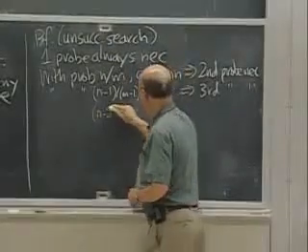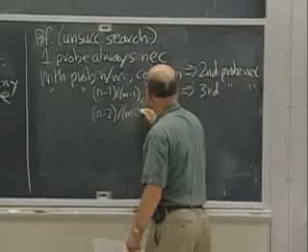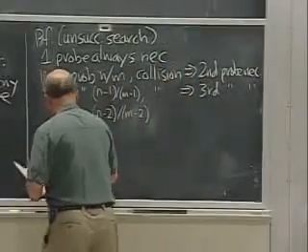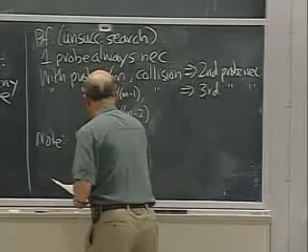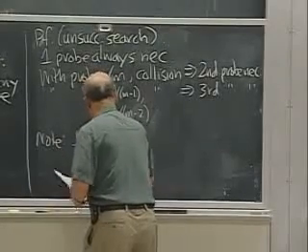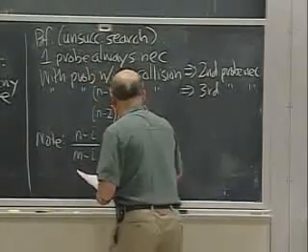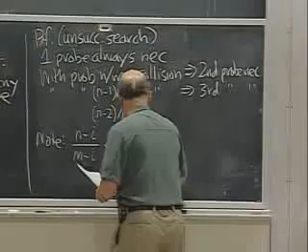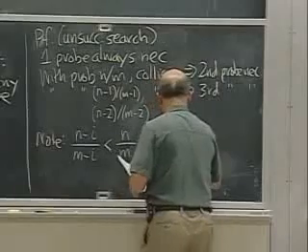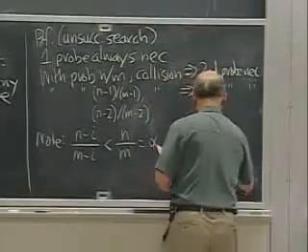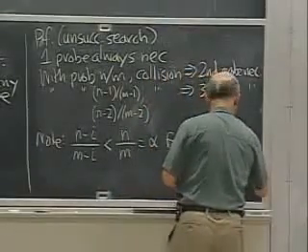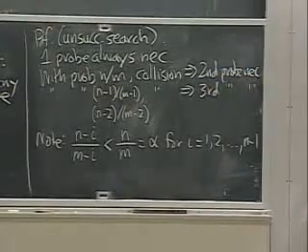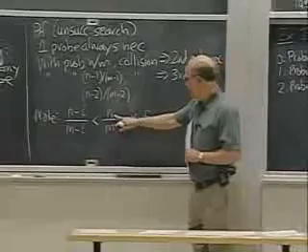Yeah, it's going to be n minus 2 over m minus 2. So let's note that n minus i over m minus i is less than or equal to n over m, which equals alpha. So n minus i over m minus i is less than n over m.